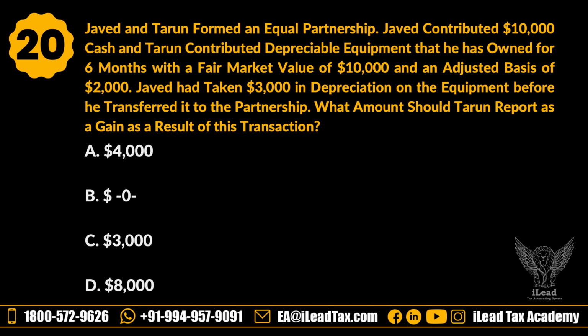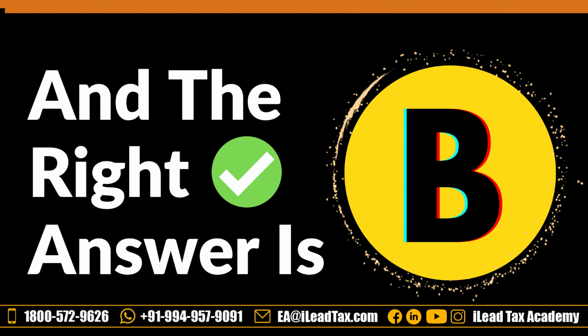Javed and Tarun formed an equal partnership. Javed contributed 10,000 cash and Tarun contributed depreciable equipment that he has used for 6 months with the FMV of 10,000 and adjusted basis of 2,000. Tarun had taken 3,000 in depreciation on the equipment before he transferred it to the partnership. What amount should Tarun report as a gain as a result of this transaction? A. 4,000, B. 0, C. 3,000, D. 8,000. Let's see the answer. The answer is B, 0.